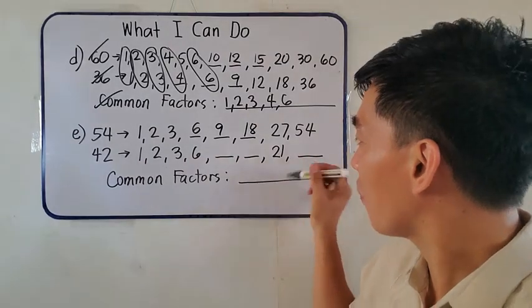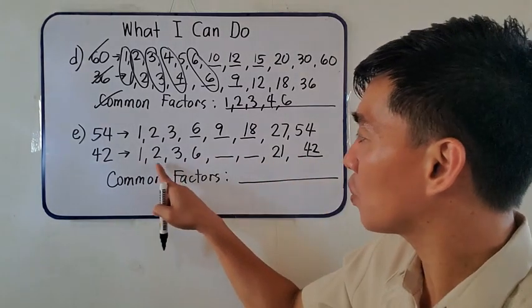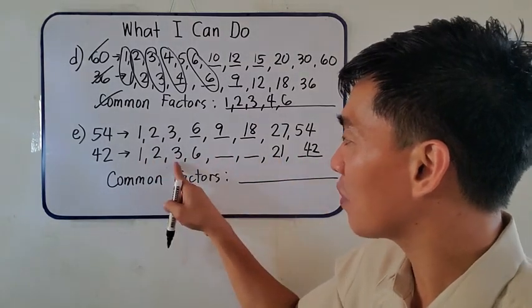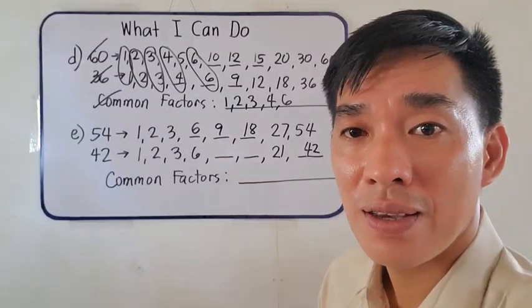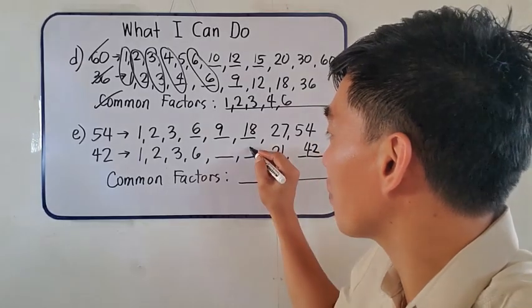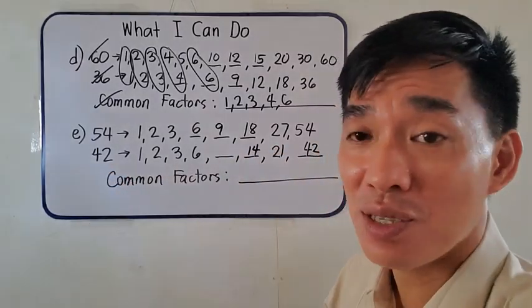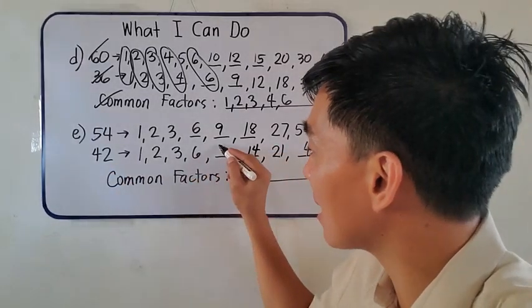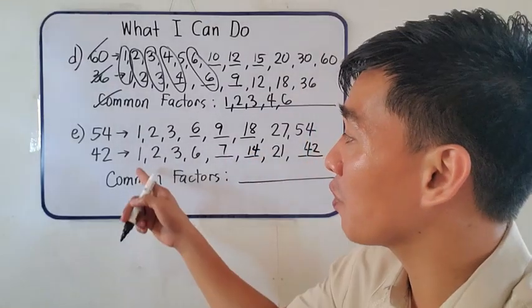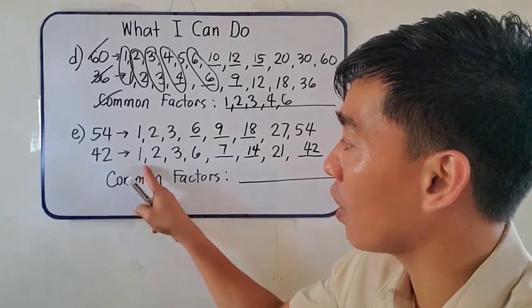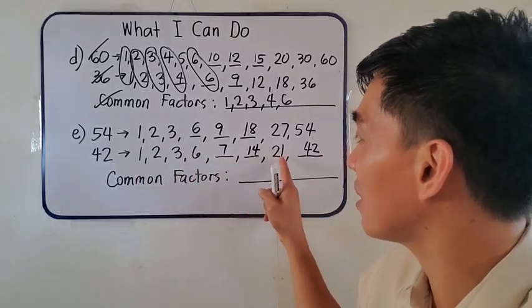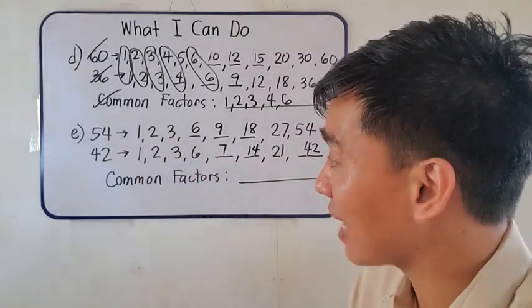1 times 42 is missing here. 2 times 21. 3 times? What do you think is the answer? 3 times 14. 3 times 14 is equal to 42. And finally, 6 times 7. So this is the complete set of the factors of 42, which is 1, 2, 3, 6, 7, 14, 21, and 42. And now let's get their common factors.